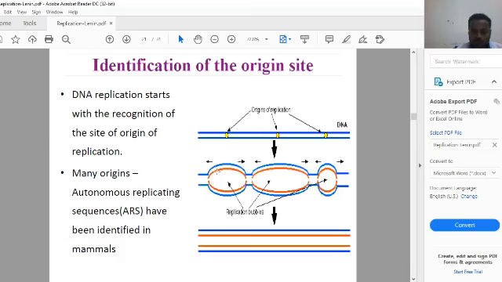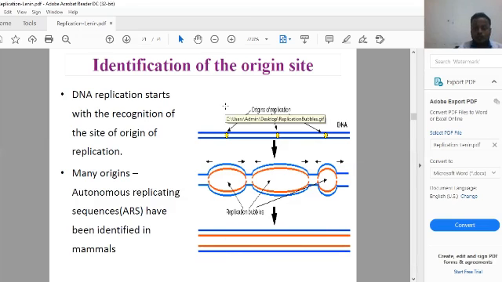Then what happens? At the point of the origin of replication, the DNA starts to form a bubble. This is called a replication bubble, because it looks like a bubble in the DNA strand. Finally, the double strand separates. You can see one parent DNA strand and one single new daughter DNA strand are formed, so 50% parent DNA and 50% new DNA strands are formed.